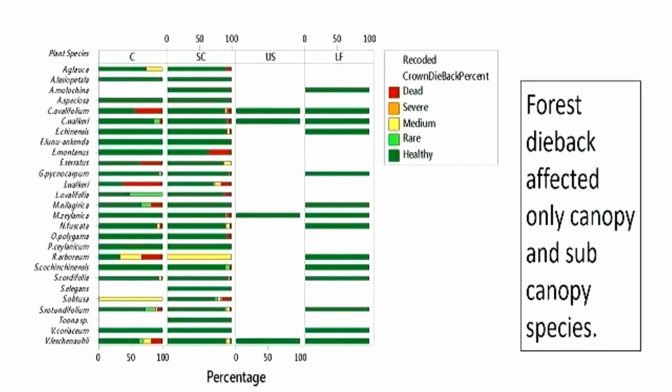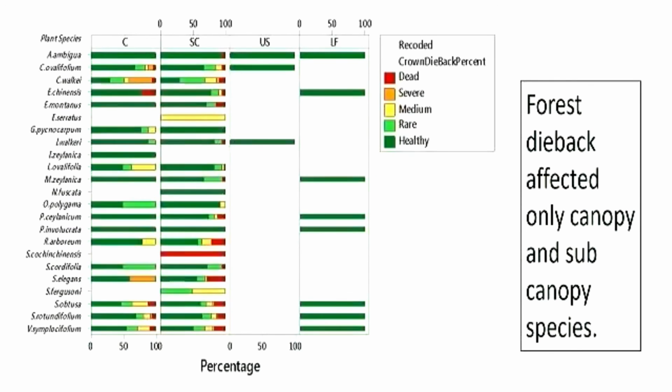If you visualize the species composition in different strata in the healthy site, you can see only canopy and subcanopy trees are dead. Dieback symptoms can be found only in canopy and subcanopy species. Similar observations can be made in the severe dieback site also.